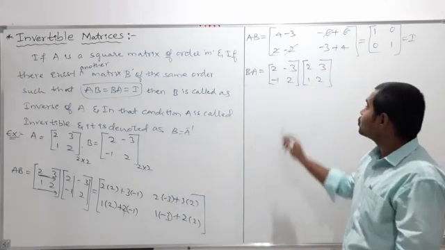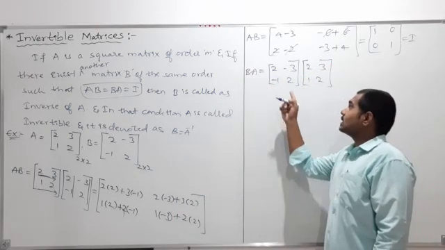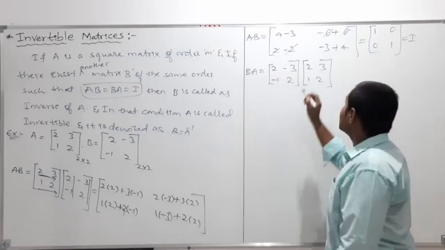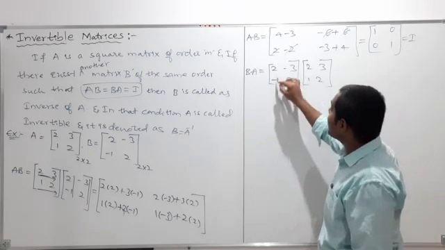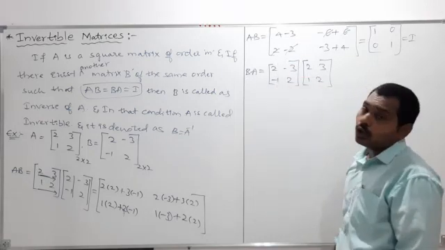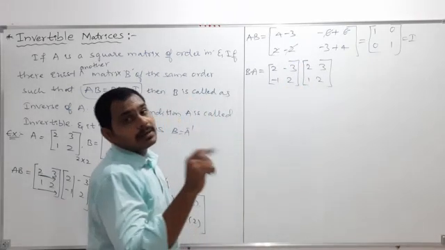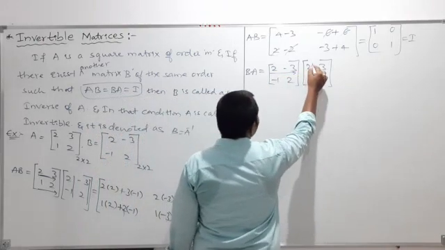Again, before multiplying any two matrices, we should check whether the number of columns in this matrix is the same as the number of rows in this matrix or not. Here it is 1 2, 2 columns are there. 1 2, 2 rows are there. So multiplication is possible, and the multiplication is done row by column. So first row, first column.